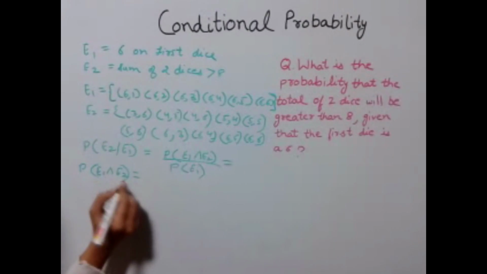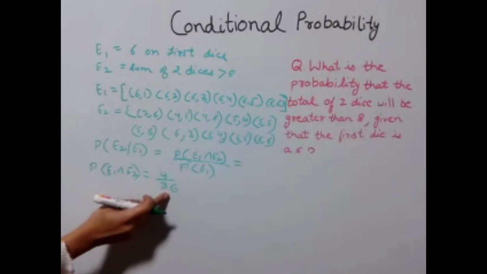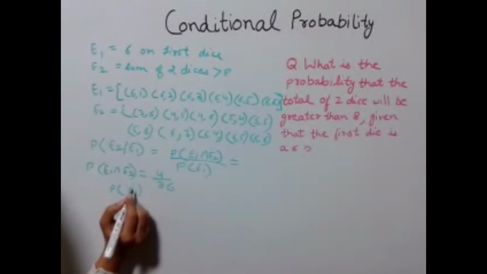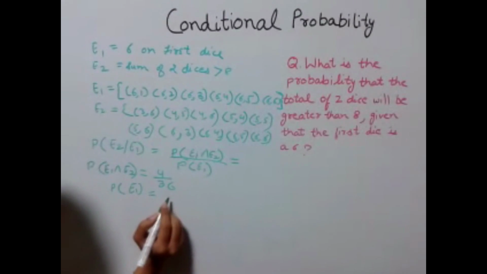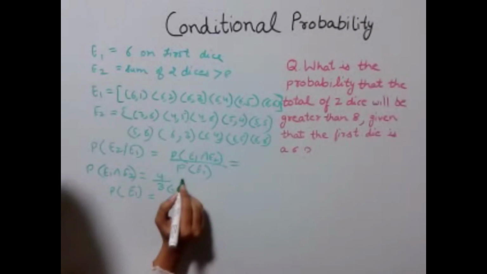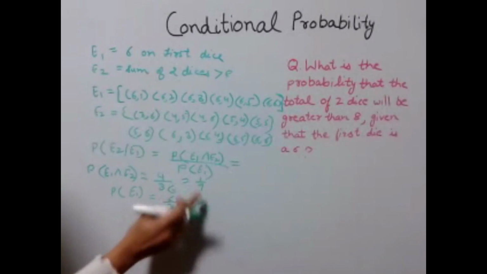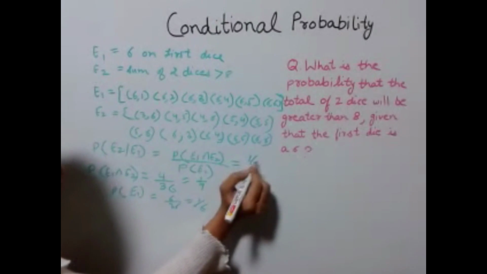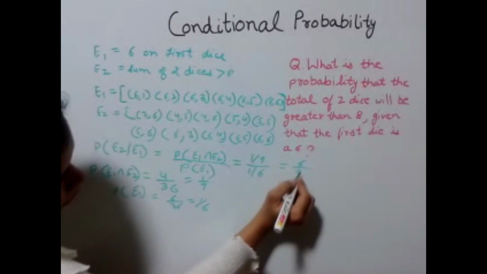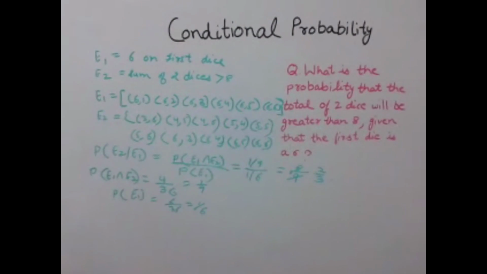So its probability would be equal to 4 by 36, as total favorable are 4 and total number of outcomes are 36. And our probability of E1 would be 6 by 36, as total favorable outcomes here are 6 and total number are 36, which gives us 1 by 6. Putting these values in our equation gives us 1 by 9 divided by 1 by 6, which gives us 6 by 9. On dividing it gives us 2 by 3 as the answer.